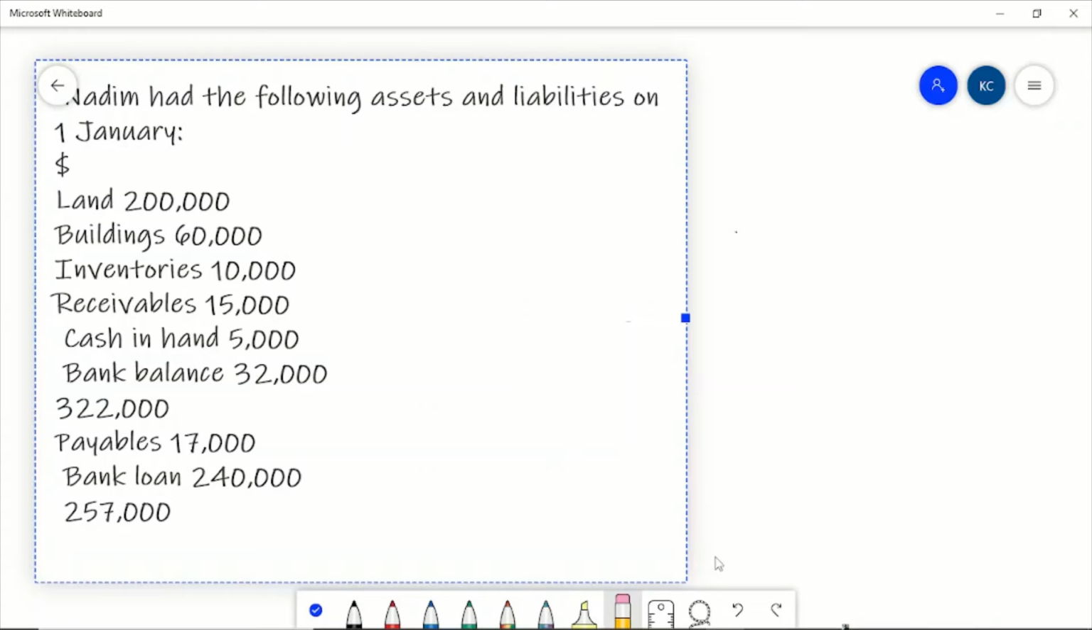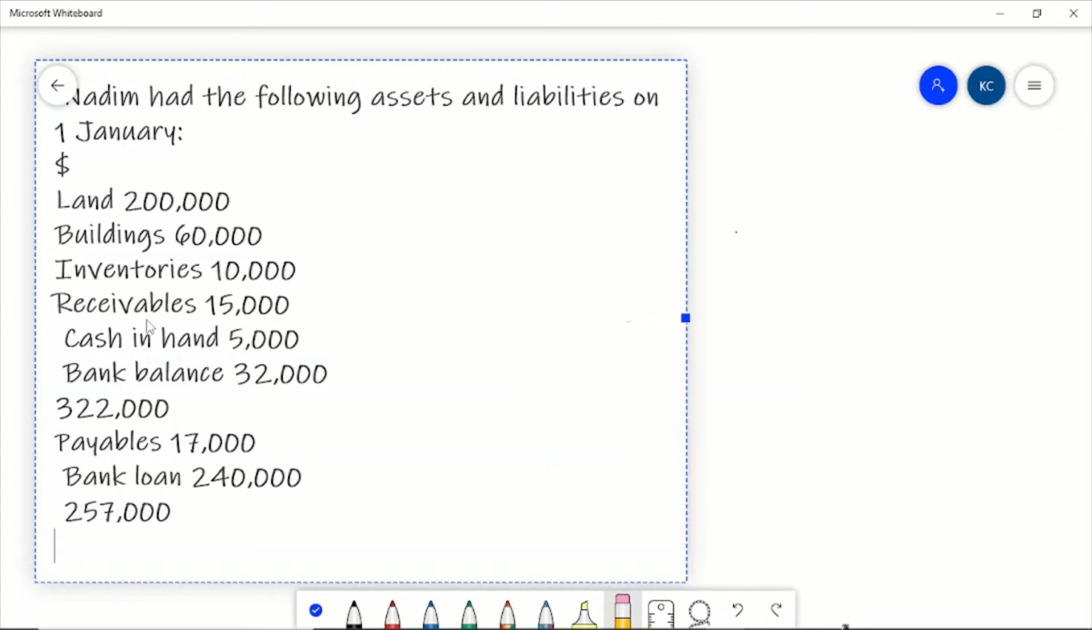Okay, so now that we know the accounting equation, let us just go over a quick example of how we can apply the accounting equation. So here I have this question saying Nadim had the following assets and liabilities on 1st January. He had land for $200,000, buildings for $6,000, inventories is just the stock that you have in a shop or in your business. Those are inventories. So Nadim had $10,000.